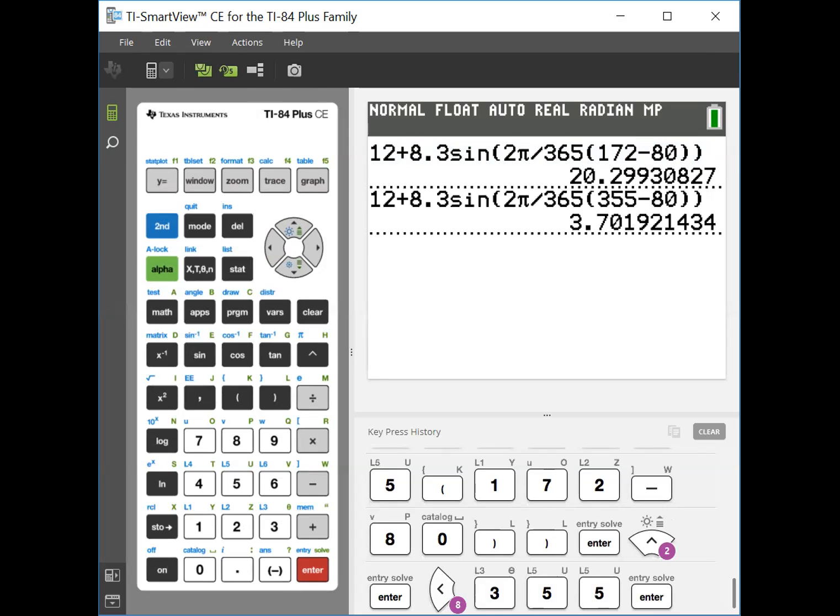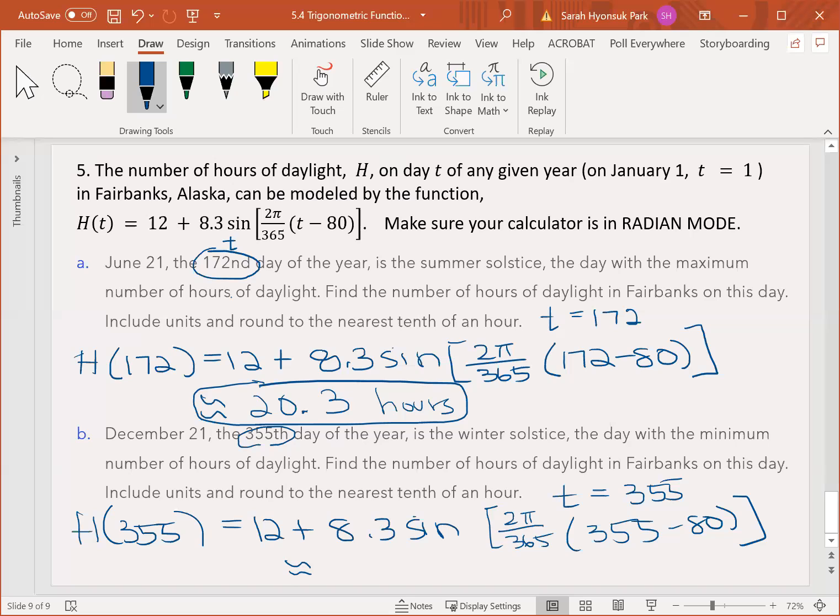Make sure that I change back to the slides this time. All right, there we go. So we have 3.7, which is a really short amount of time to get daylight. 3.7 hours.